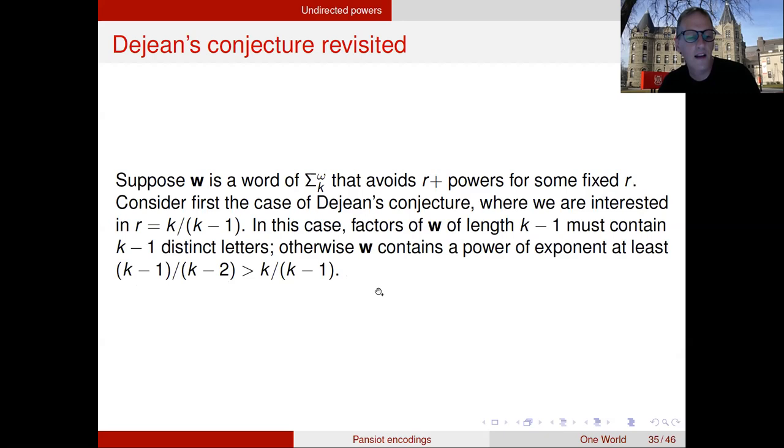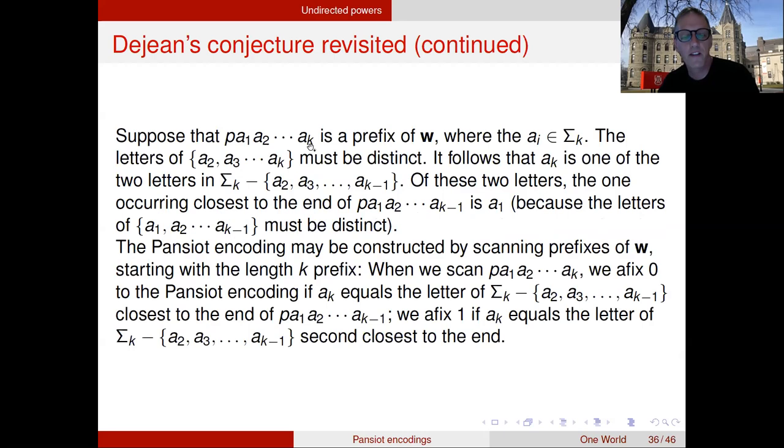So suppose this is a prefix of a Dejean threshold word W, the a_i are letters. This segment from a_2 up to a_k has length k-1, so the letters a_2, a_3 up to a_k must be distinct. So that means a_k is one of the letters in Sigma_k minus {a_2 up to a_{k-1}}. Now there are only two letters in here, right? I've taken out k-2 letters from Sigma_k. Of these two letters, the one occurring closest to the end of this prefix is a_1. Right? a_1 is not equal to a_2, a_3 up to a_{k-1} because that's a factor of length k-1. It has to have distinct letters.